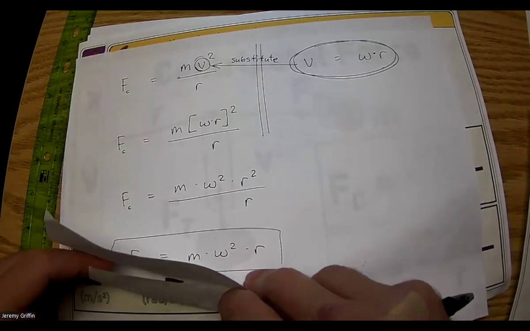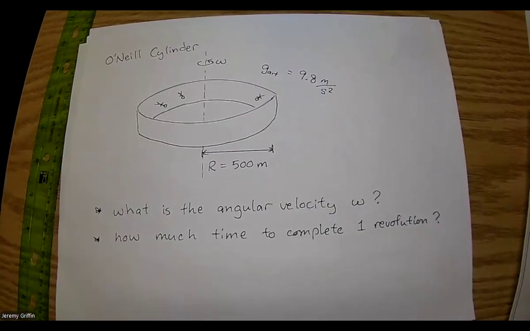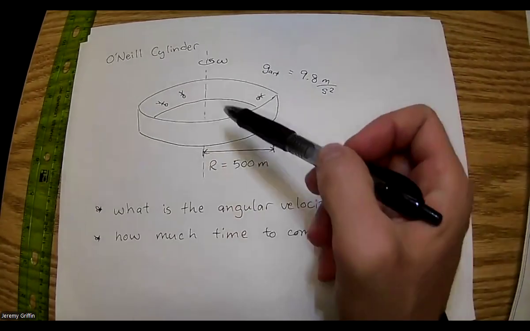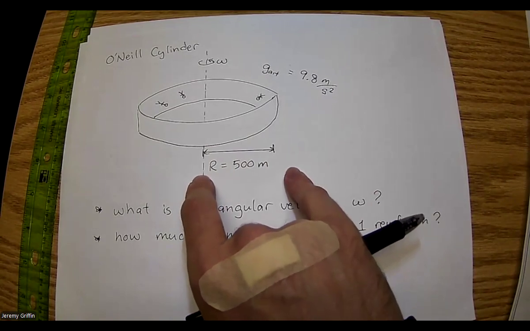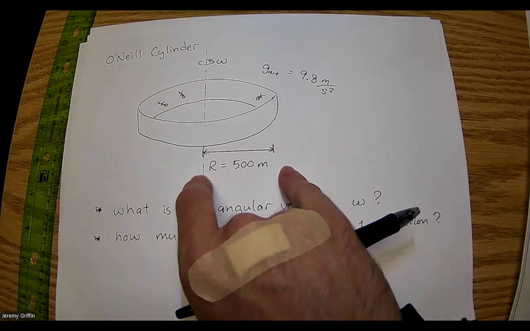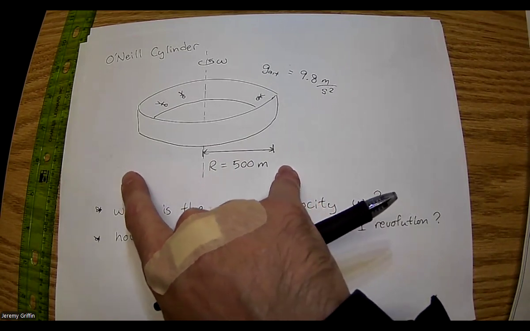Right. And now you can answer these questions here. So what's the question? Suppose you've got an O'Neill cylinder. Oh, I made up a number this morning. I said, let's call the radius 500 meters. You guys got that? Radius is 500 meters. Maybe I should have said that. Here, I'll ask you guys a side question. What is the diameter equal to?